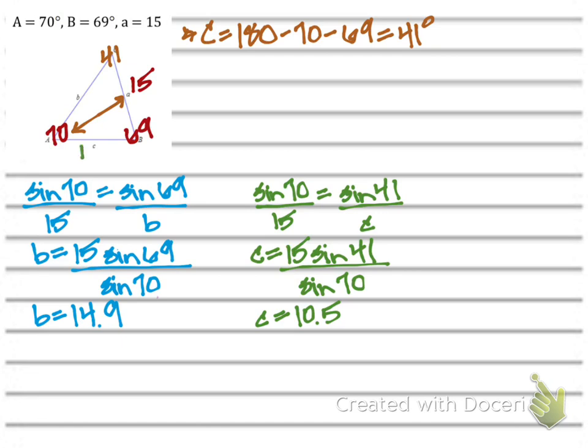So like before, just pointing out here, let's see, that's 10.5, and this other guy was 14.9. So notice that 69 and 70 are really close together, right, in terms of the angles. So the sides opposite them are very close, right, 14.9 and 15. But the side opposite the 41 is 10.5. Again, it's just something to pay attention to for later.